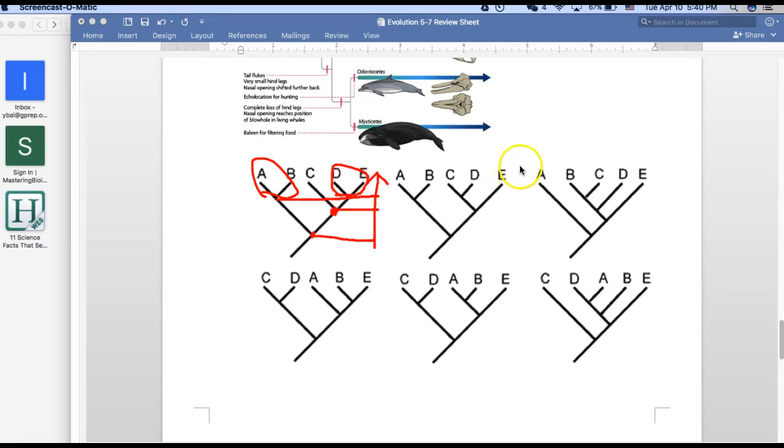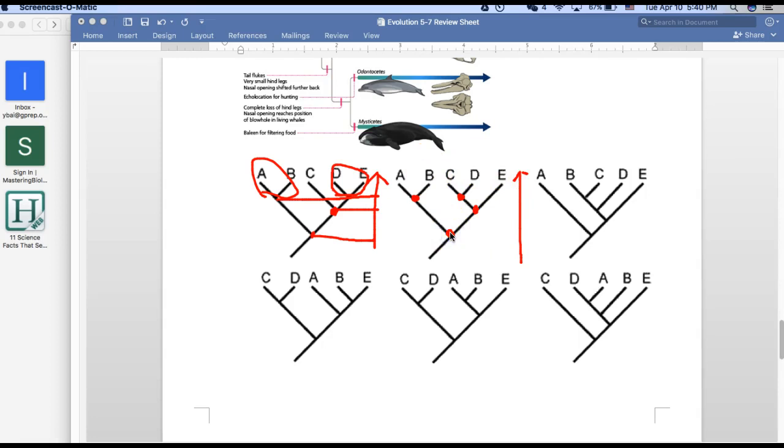Here's another example. Draw a timeline. You can see that C and D share a most recent common ancestor right here. C, D, and E share a most recent common ancestor right here. A and B share a most recent common ancestor right here. So C and B, if you trace all the way back, will share a most recent common ancestor right here. E and B share a most recent common ancestor right here.